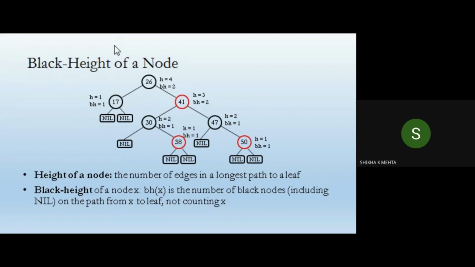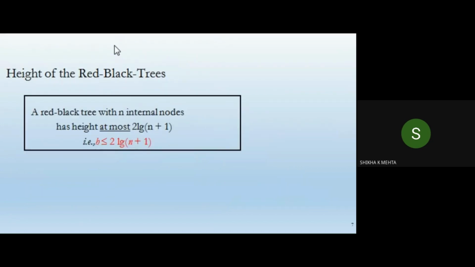The black height of the node we require because this is one of the important properties of the red black tree that we have to maintain in order to call a particular tree a red black tree. So we say the red black tree with n internal nodes will have a height of at most, the maximum height that the red black tree can have, equal to 2 log of n plus 1. So height is less than or equal to twice log of n plus 1.